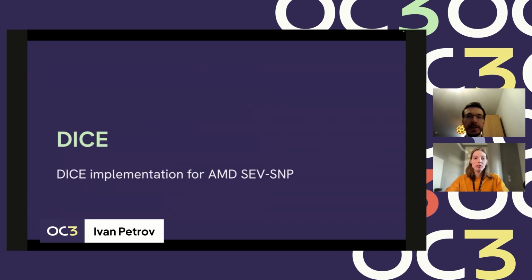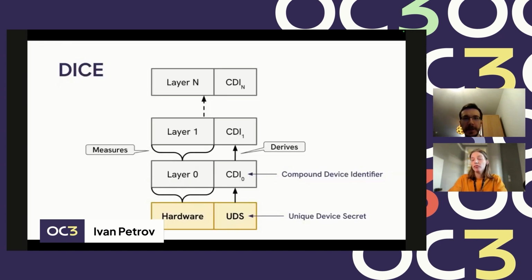Okay, in the next section, we'll talk about how we apply measured boot to our TE solution. One of the existing architectures that provides a measured boot solution for multi-component systems is called Device Identifier Composition Engine, or DICE. The main idea behind DICE is that the integrity of such measurements is provided not by specialized devices, but by a certificate chain.